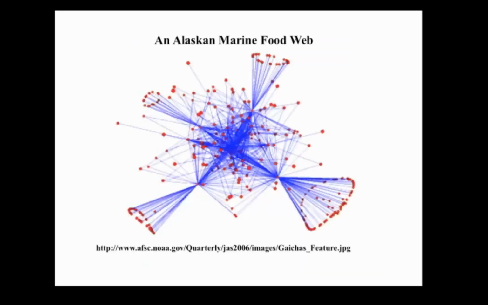Here's an abstract diagram of an even more complicated food web from the Gulf of Alaska. When we talk about networks later in the course, we'll see some very interesting examples of decentralized self-organization in food webs like this and other kinds of networks.